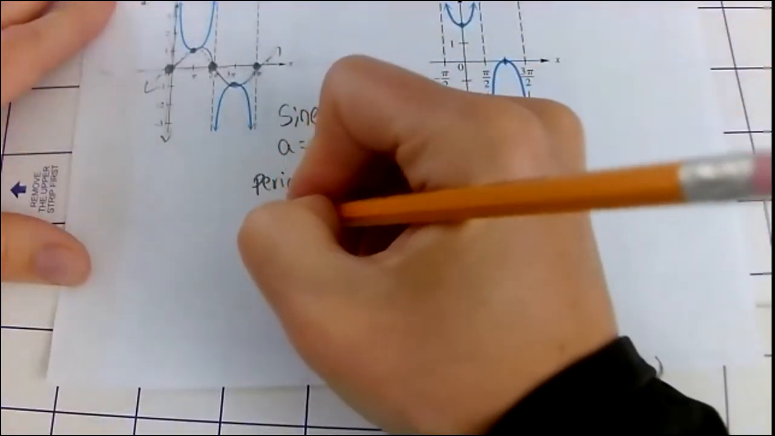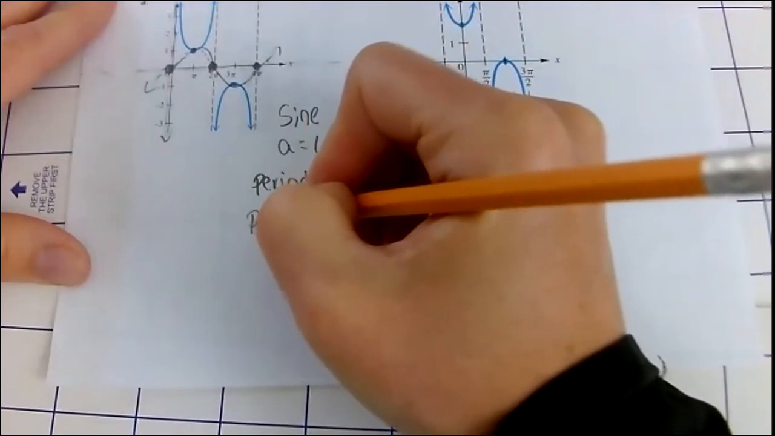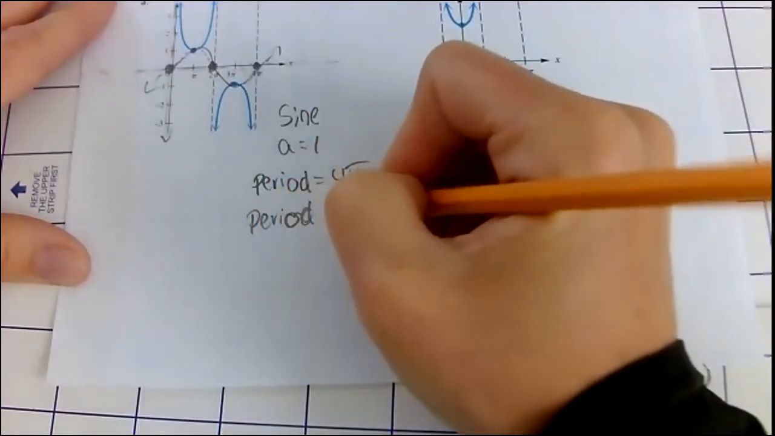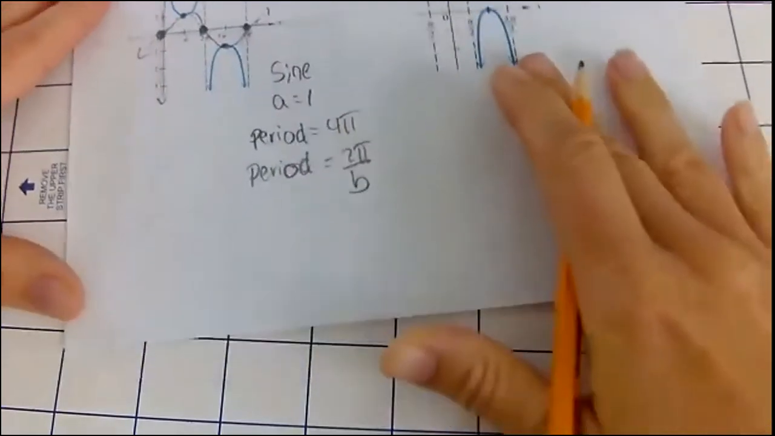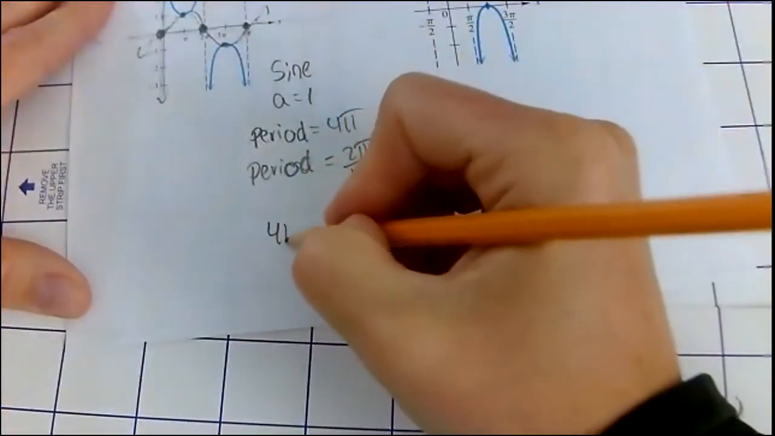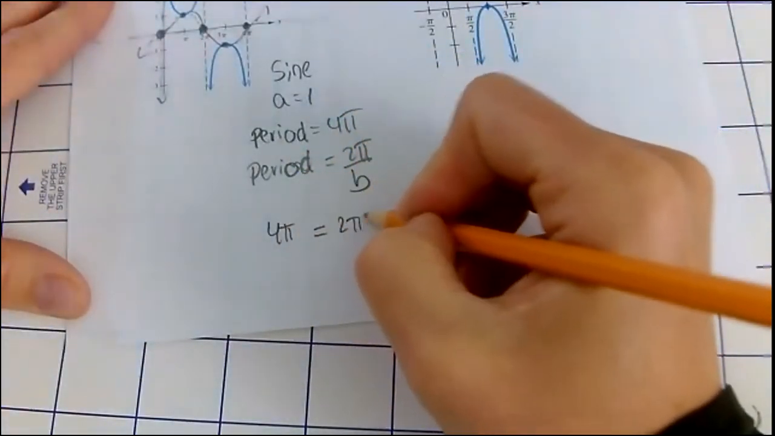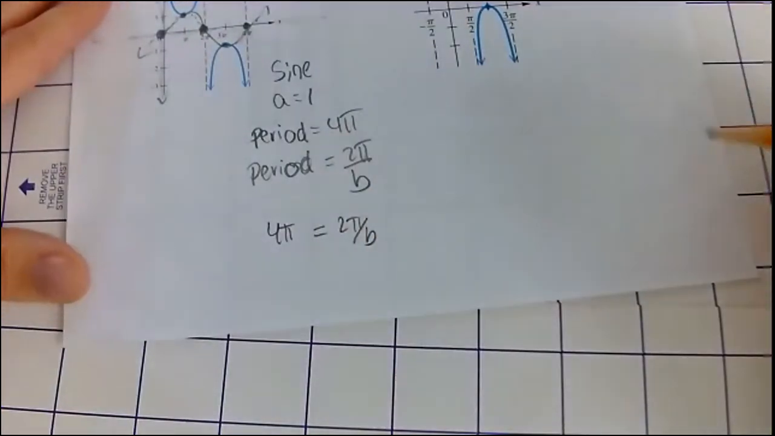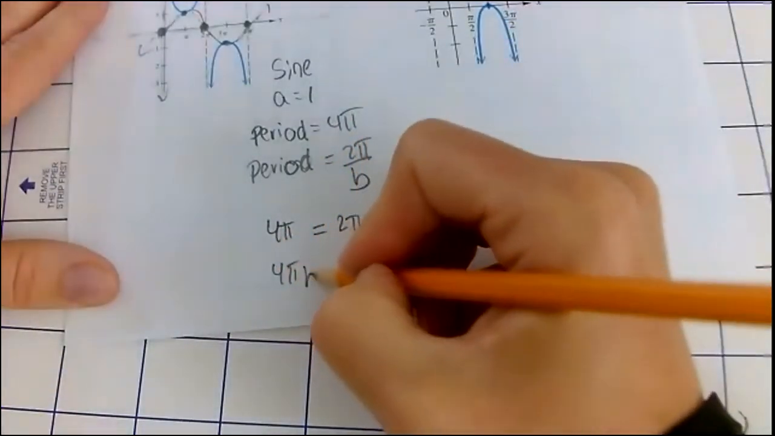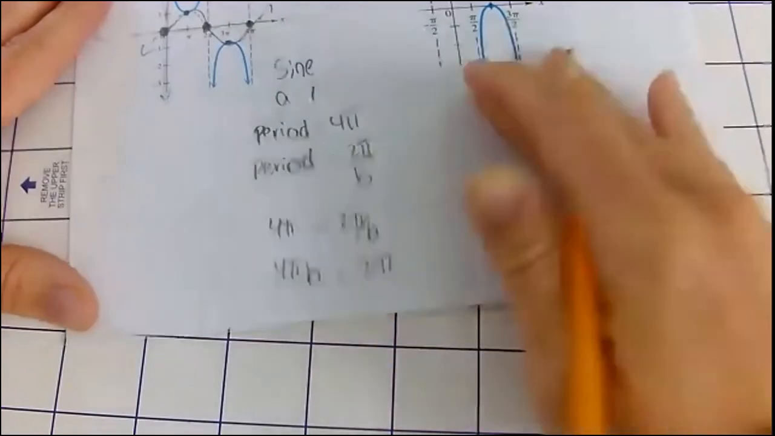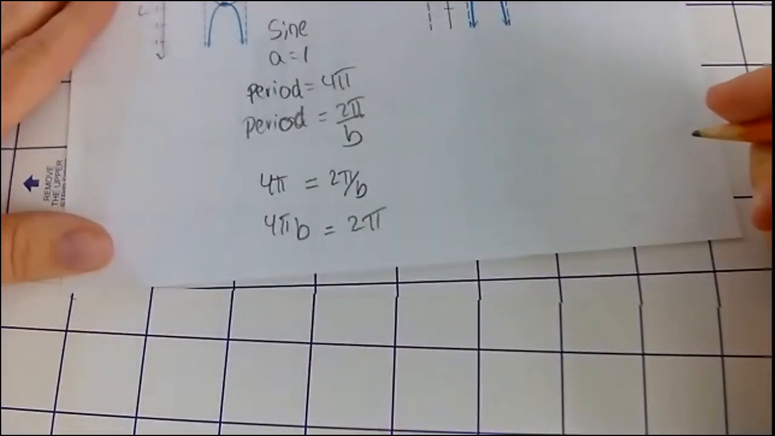Remember, the period for sine is 2 pi over b. Well, we just determined that the period is 4 pi. 4 pi equals 2 pi over b. And now I solve for b. So I'd get 4 pi times b equals 2 pi. Hopefully we can do that algebra. Okay.